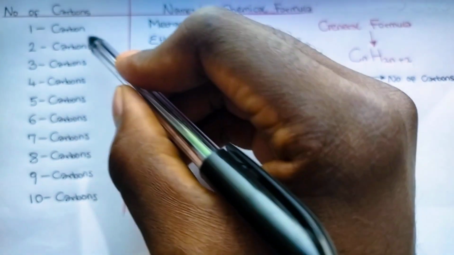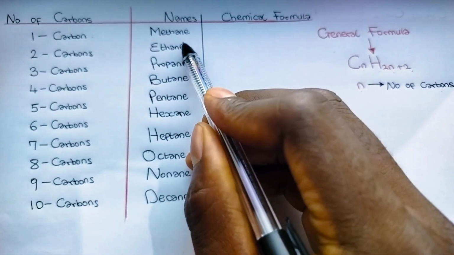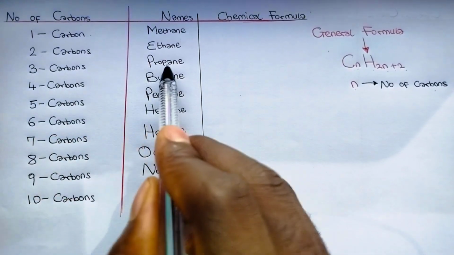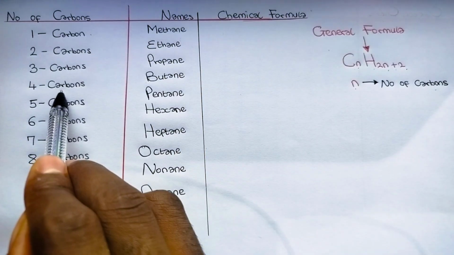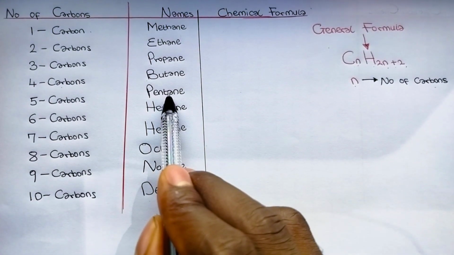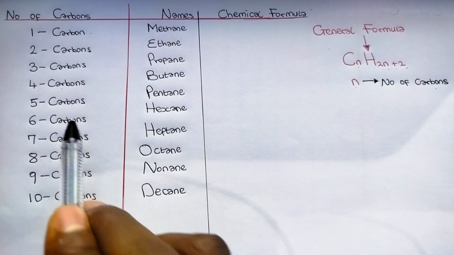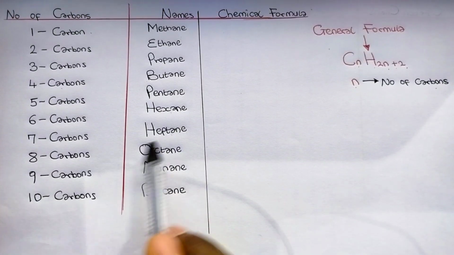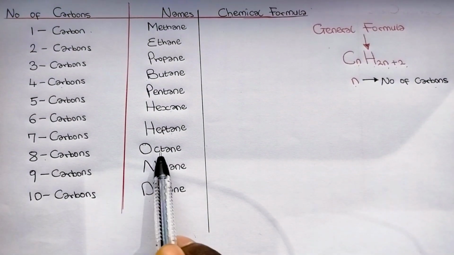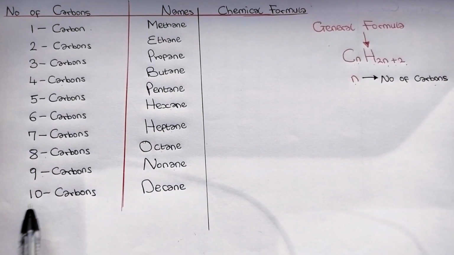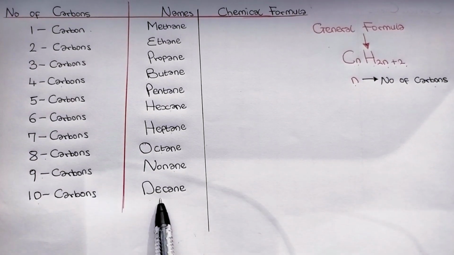When a structure has one carbon, it's called methane. When the structure has two carbons, it's called ethane. Three carbons, propane. Four carbons, butane. Five carbons, pentane. Six carbons, hexane. Seven carbons, heptane. Eight carbons, octane. Nine carbons, nonane. And 10 carbons, decane.